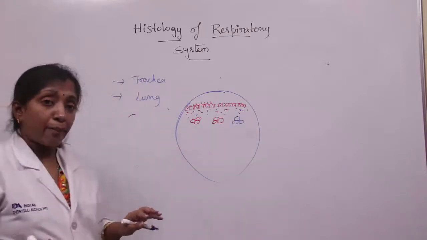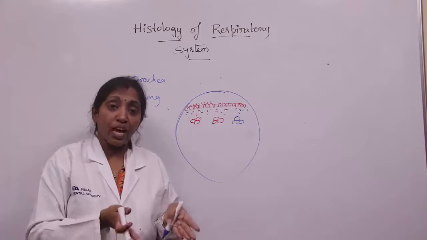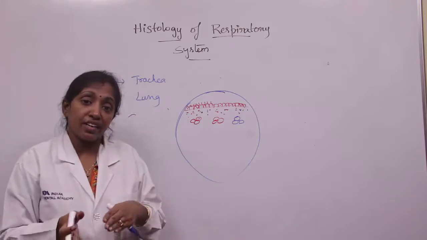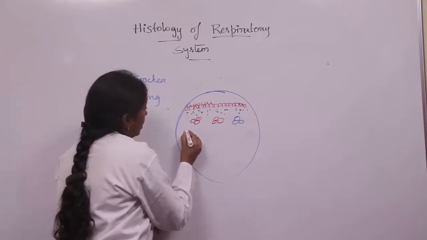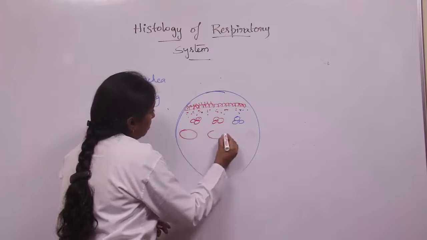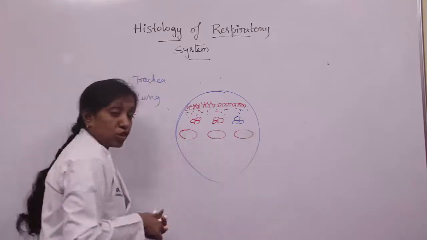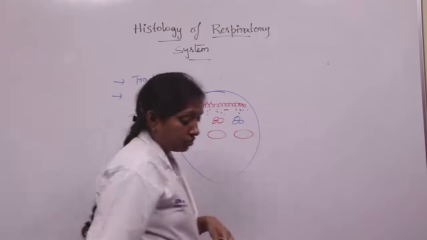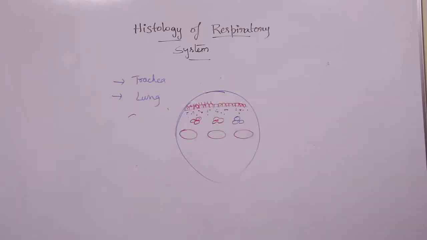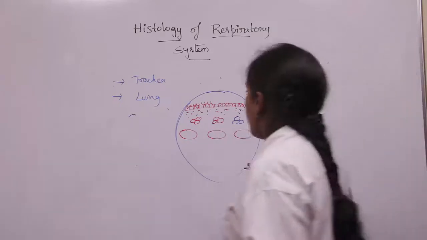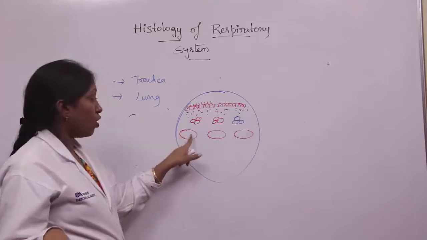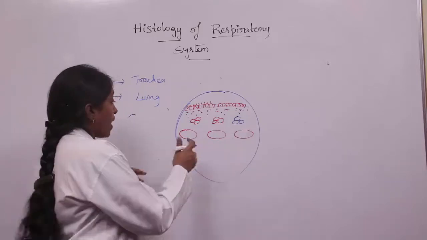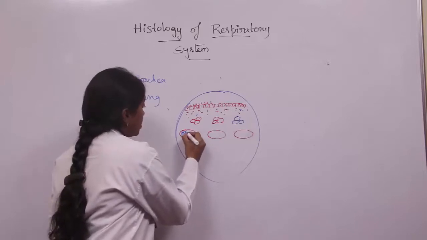And here is what happens as the bronchi starts dividing. The cartilaginous nature decreases and the smooth muscle nature increases. So the cartilage is not continuous. The cartilage is present as plates, because as the smooth muscle nature increases, the cartilaginous nature decreases.